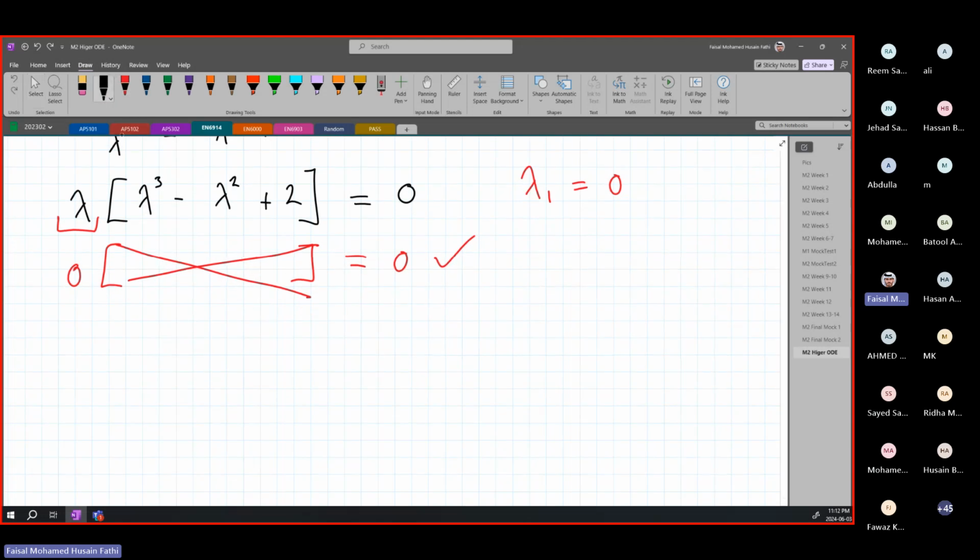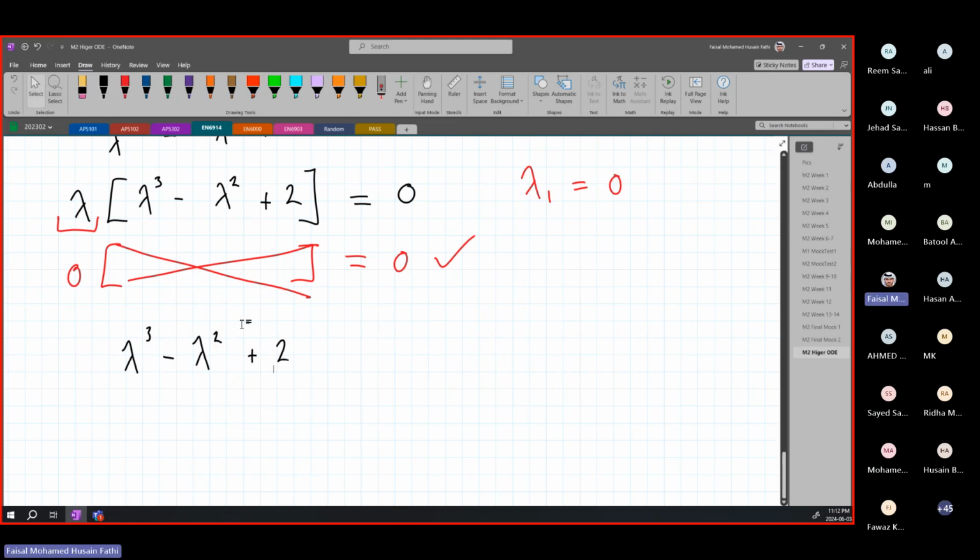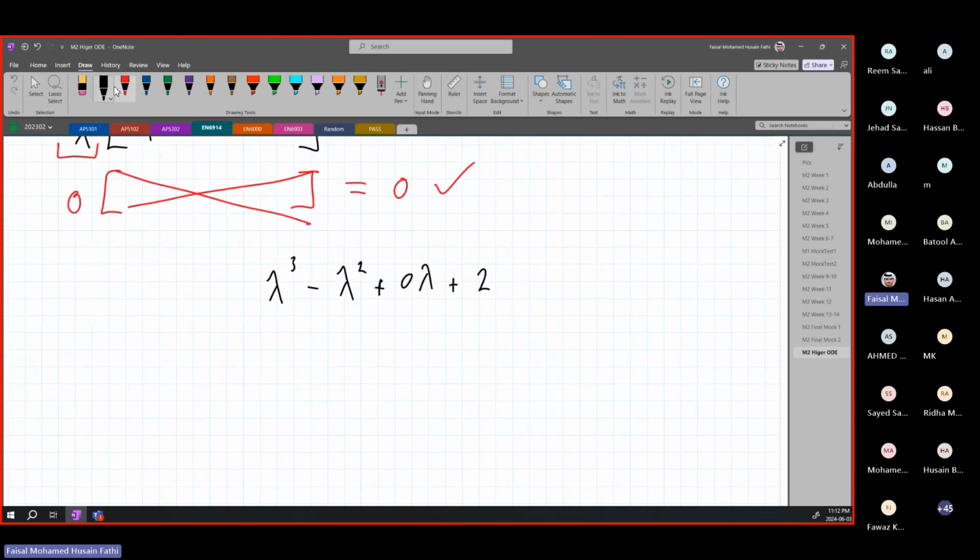Now let us look at the middle part, which is lambda cubed minus lambda squared plus 2. A better way to write this, so you don't get confused, is to write it as plus 0 lambda. 0 times lambda is simply 0. And now you can do this using the trial and error method. Remember, we want this to be equal to 0. So what are our roots? Here we have our factors 1, 2, minus 1, minus 2.